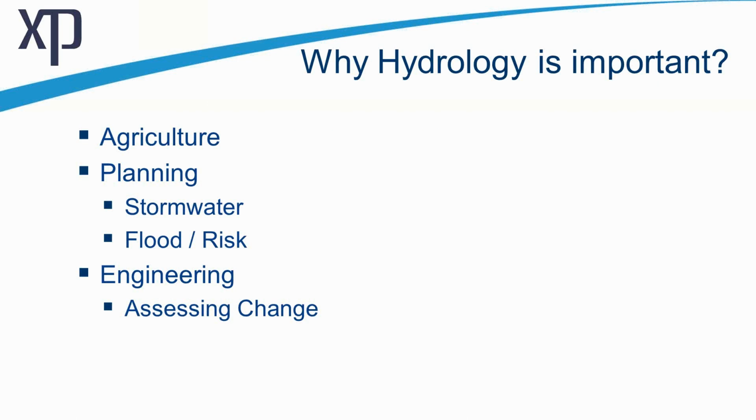So why is this important? Well, obviously there's a wide range of people that use hydrological data. In agriculture, it's very important to know what happens when we receive rainfall onto the land and how that runs off and how we manage that water. When we're planning towns and cities, we need to know where the stormwater will go and where the risk of flooding is in order to make sensible decisions about development. And in other areas of engineering, we need to assess the change. And you'll hear more about that from our speakers during today.